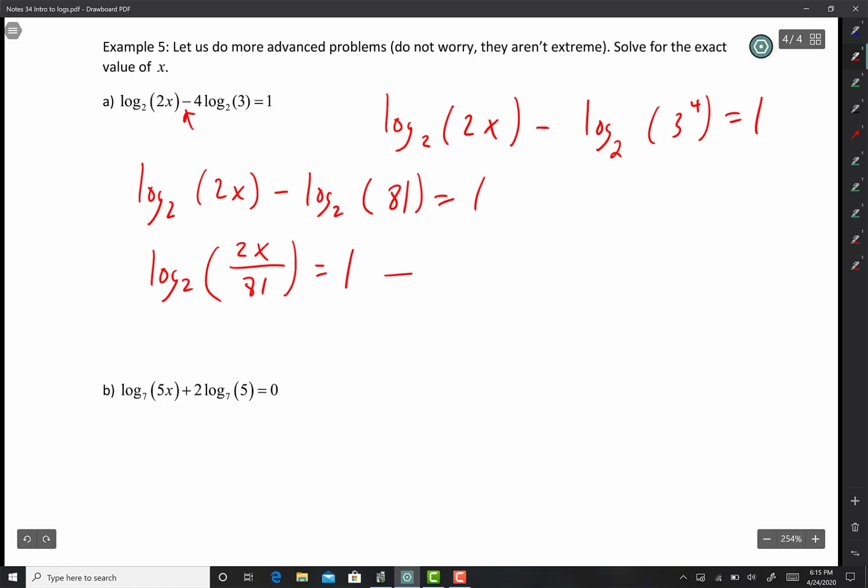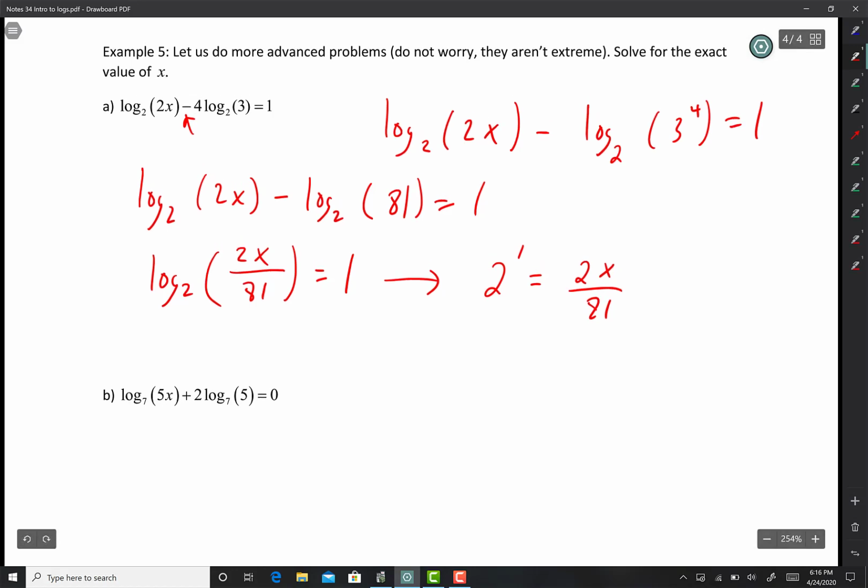And now I'm going to turn this into an exponent. So 2 to the power 1 equals 2x over 81. So 2 to the power 1 is just 2, guys. And I'm going to multiply by 81 here, or you can just cancel the 2s. It doesn't matter. Let's go ahead and multiply by 81. So I don't want to confuse anyone. 80, 160, 162. 162 equals 2x. Divide by 2, and x equals 81.